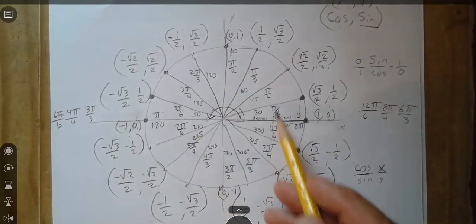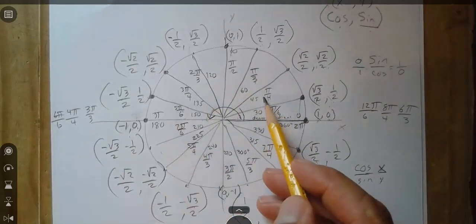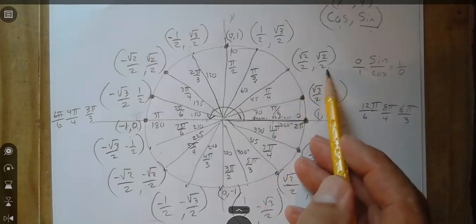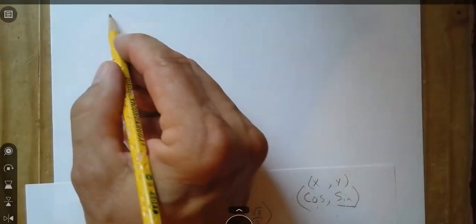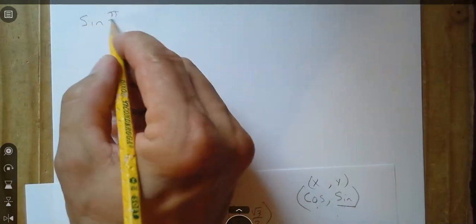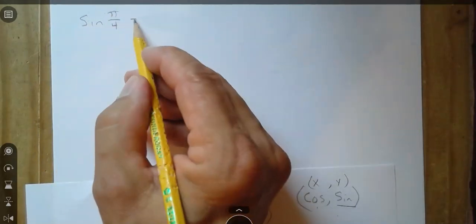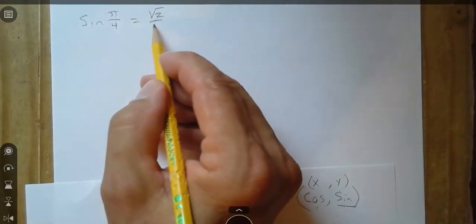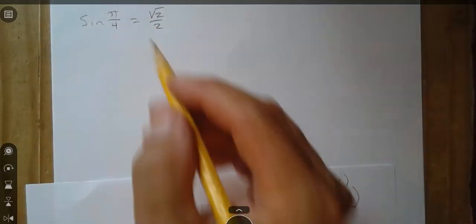So I go around 2 pi, 4 pi, and then I go back up here to pi over 4, which is just going to be root 2 over 2. So sine of 17 pi over 4 is going to be the same thing as sine of pi over 4, which is just root 2 over 2. And that is our answer.